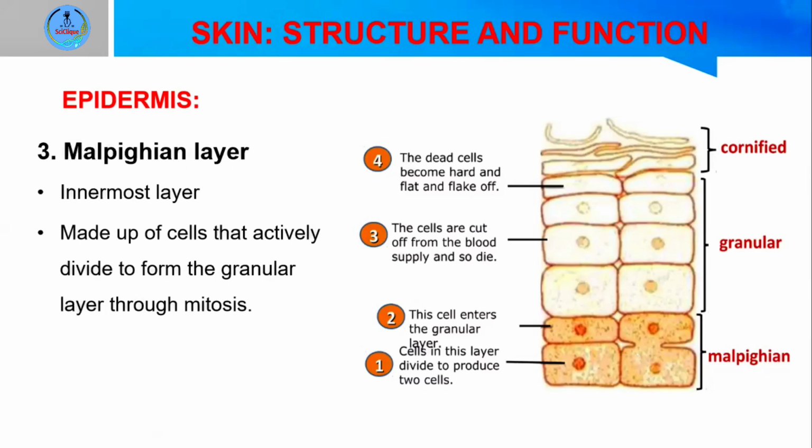The Malpighian cells undergo cell division, leading to the formation of granular cells. And then granular cells, on dying, give rise to the conified cells. And this is how the epidermis is formed. So essentially, it's the Malpighian layer that is responsible for giving rise to the whole epidermis.